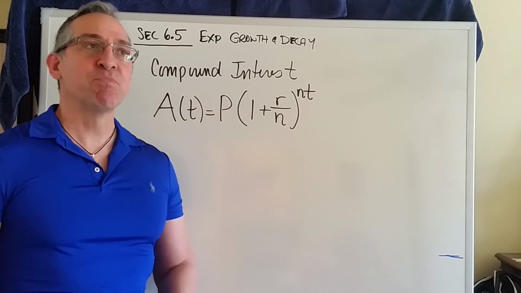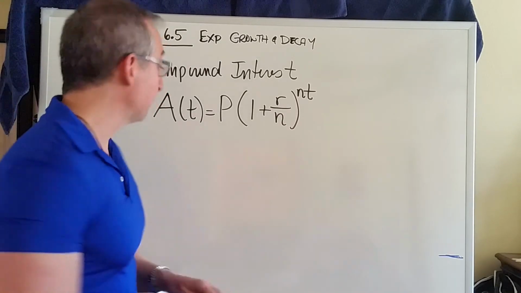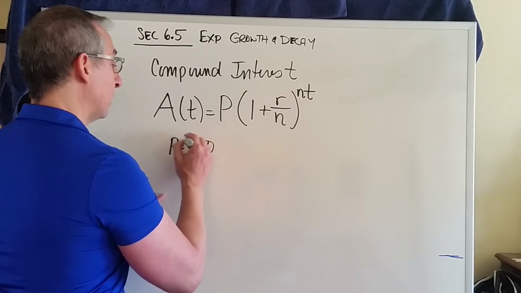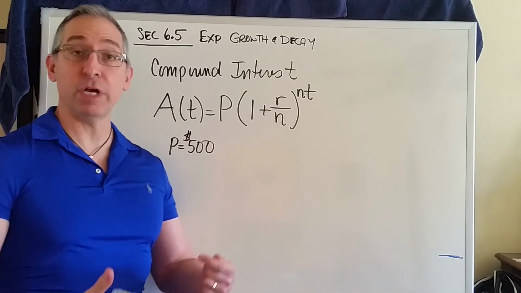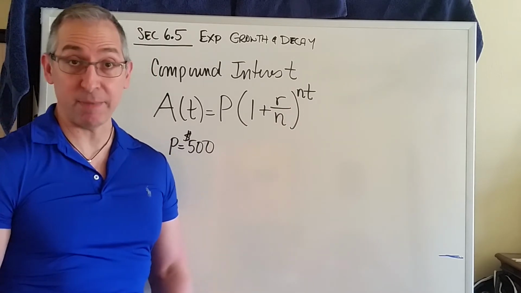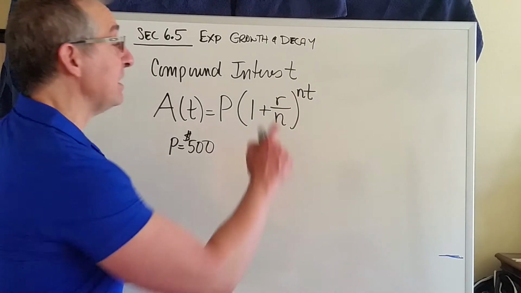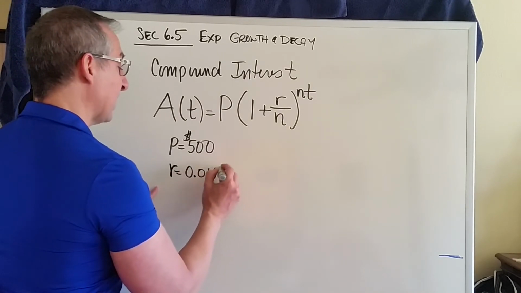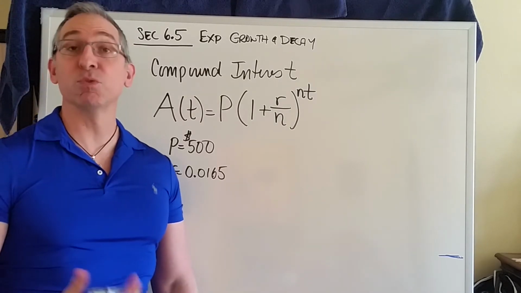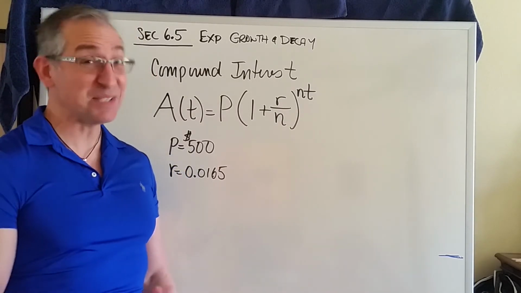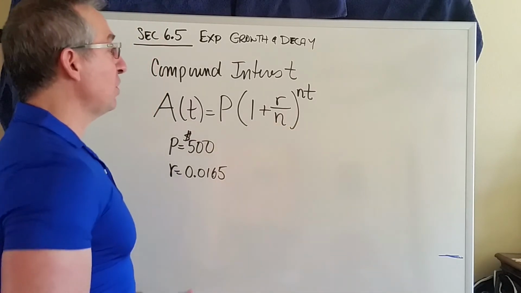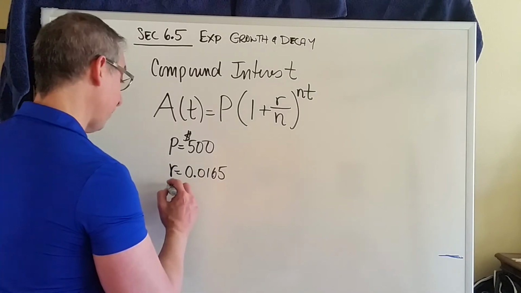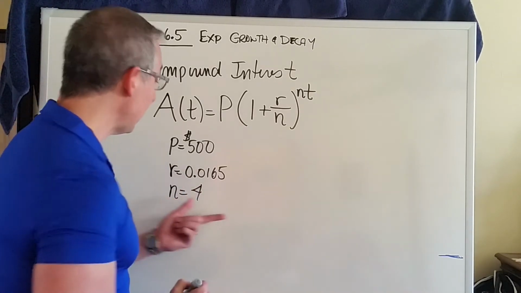Okay, let's say you walk into the bank with $500, okay? That's your principal or your initial amount, how much you start off with. The interest rate, let's say, is 0.0165. In other words, 1.65%. Okay, pretty small. The number of times interest is going to be compounded in a year, let's say quarterly, so 4 times. Okay, so n is equal to 4 times.